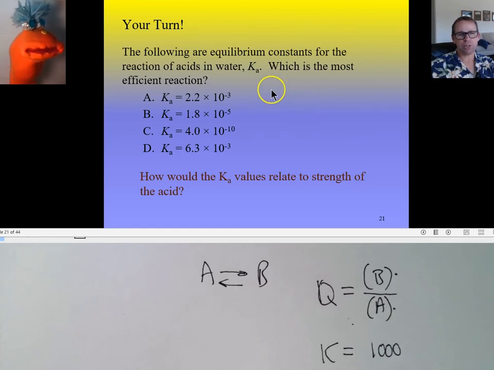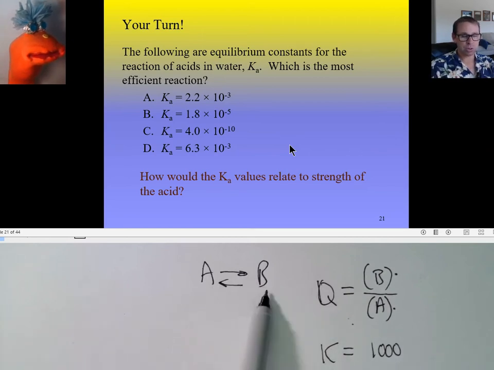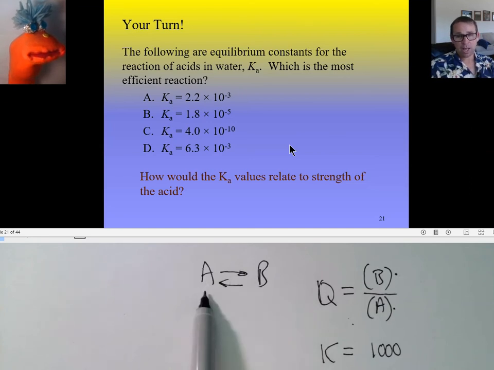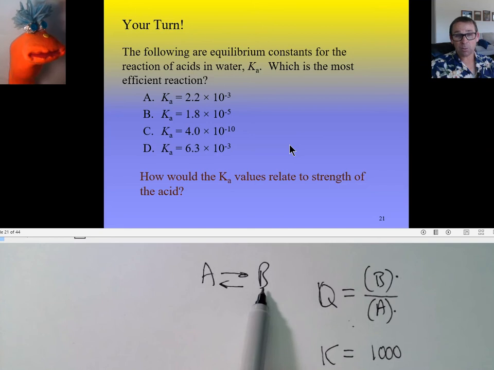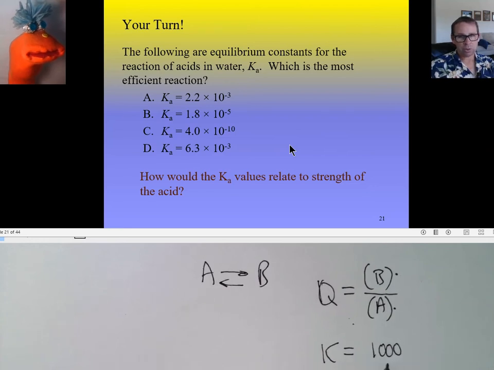Which is the most efficient reaction? Which of these K values would indicate the most efficient reaction? Now, what does efficient mean? Efficient is how the reaction proceeds towards products as it's written. So if A is the reactant and B is the product as it's written here, then A producing the product would be effective, so efficient, right? So a large K value would mean more products, therefore the larger K value here is going to be the more efficient reaction. What's our largest K value?